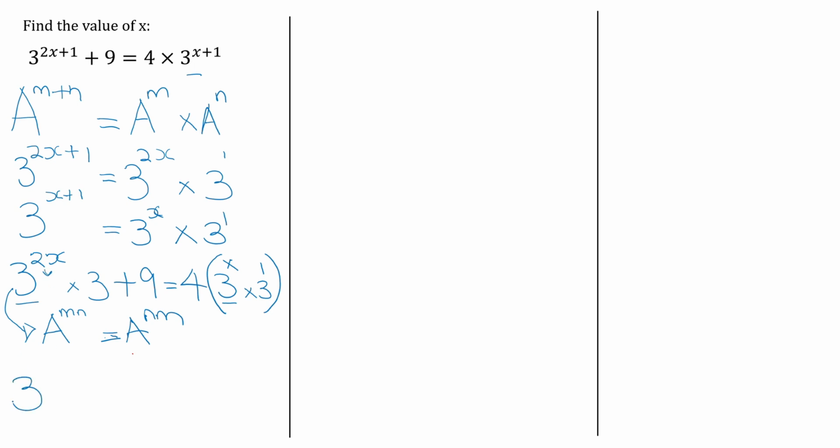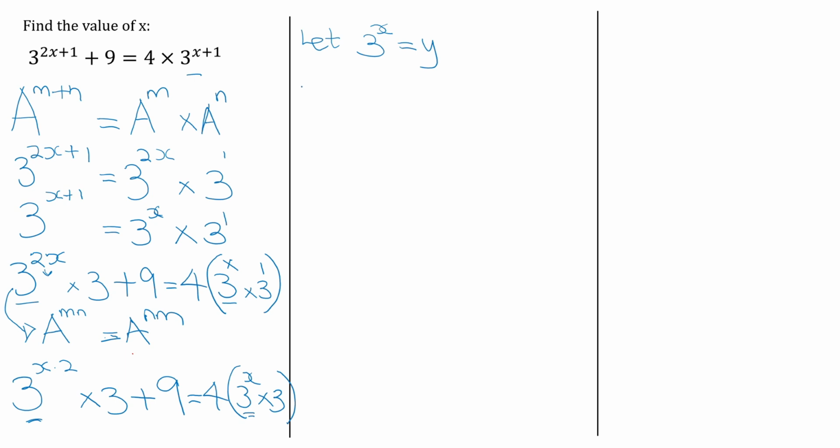You'll have 3 to power x multiplied by 2 multiplied by 3 plus 9 is equal to 4 into brackets 3 to power x multiplied by 3 to power 1. Therefore, 3 to power x is common. So we say let 3 to power x be equal to y. We replace 3 to power x by the unknown value of y.